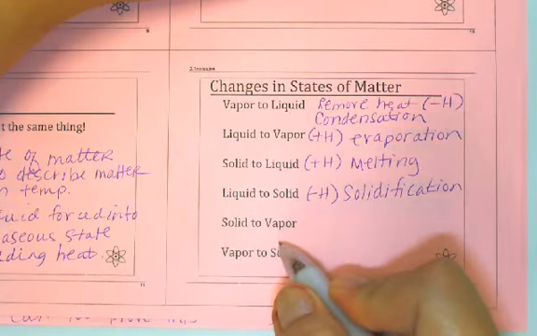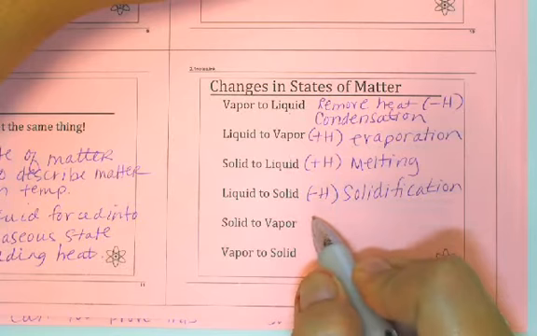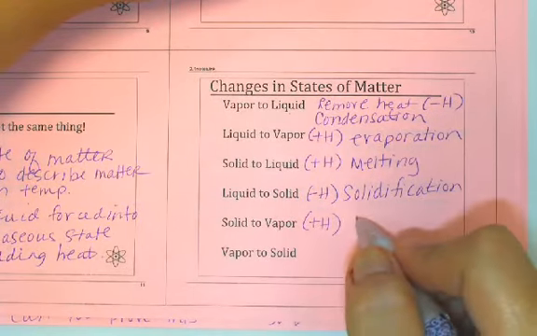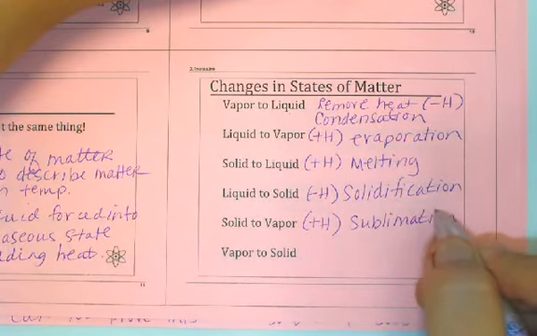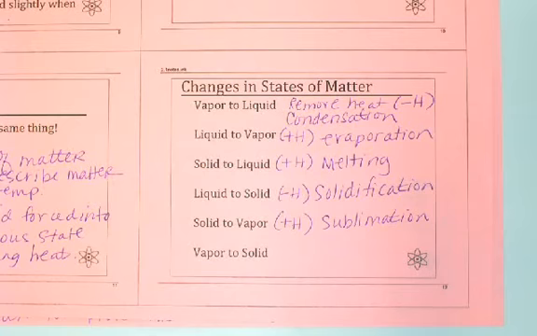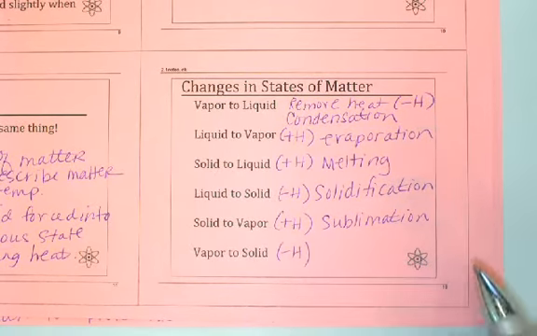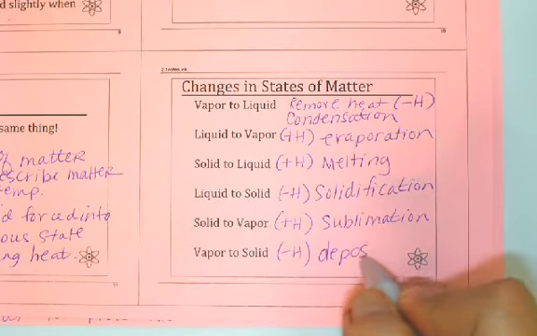Sometimes you can get a solid that turns right into a vapor. Dry ice is an example of this. In order to get that to happen, you have to add heat, and that is called sublimation. So pretty much you're skipping the liquid state altogether, and that solid is going right into a gas. The opposite of that is when a vapor turns right into a solid. You would have to supercool that, so you'd have to remove a lot of heat, and that is called deposition.